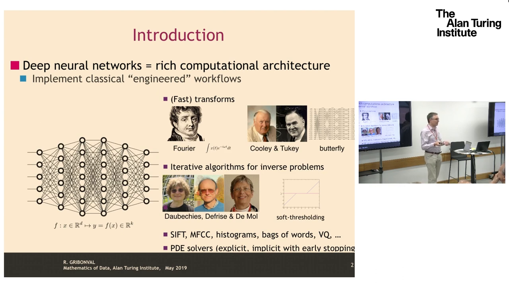So if you think about classical workflows that have been engineered over years, you can think of fast transforms. You can think of iterative algorithms for solving inverse problems. It is already known that we can re-implement these tools as particular network architectures. So from this point of view, networks are just a way of writing programs for computational science.